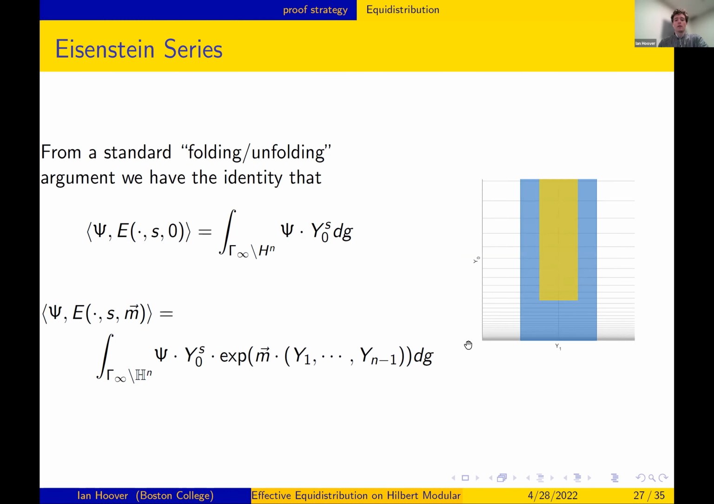The Eisenstein series part is very similar to the previous work. You look at your folding and unfolding, so you can express the inner product of a function with Eisenstein series as an integration over the domain of the stabilizer of infinity acting on our space H sub n. And then what happens is, we used involutional symmetry to only look at a partial orbit in the y0 direction, and that ends up being multiplied by y0 s.